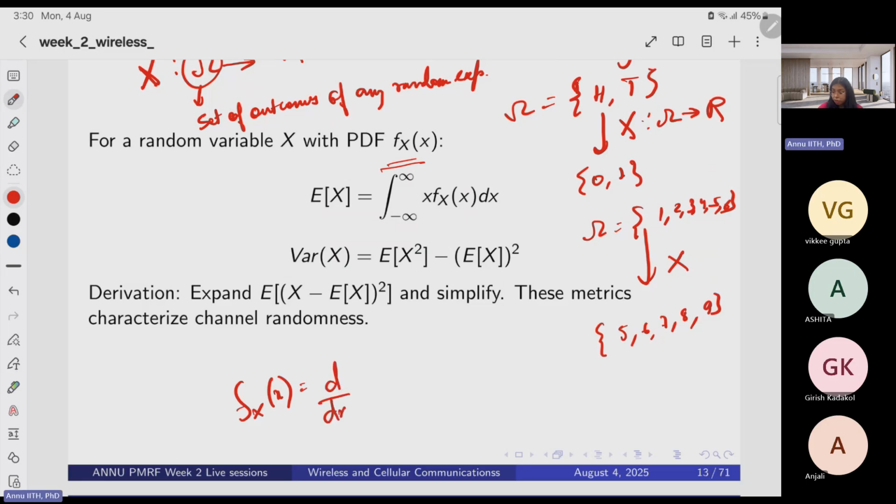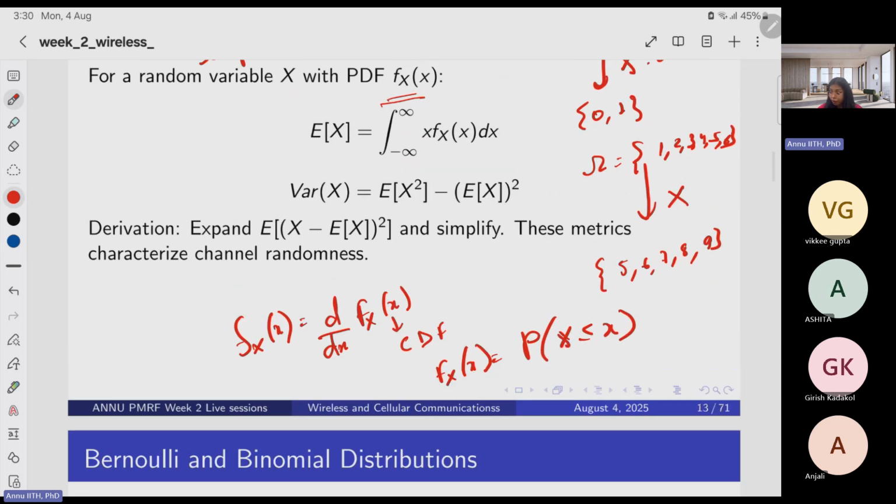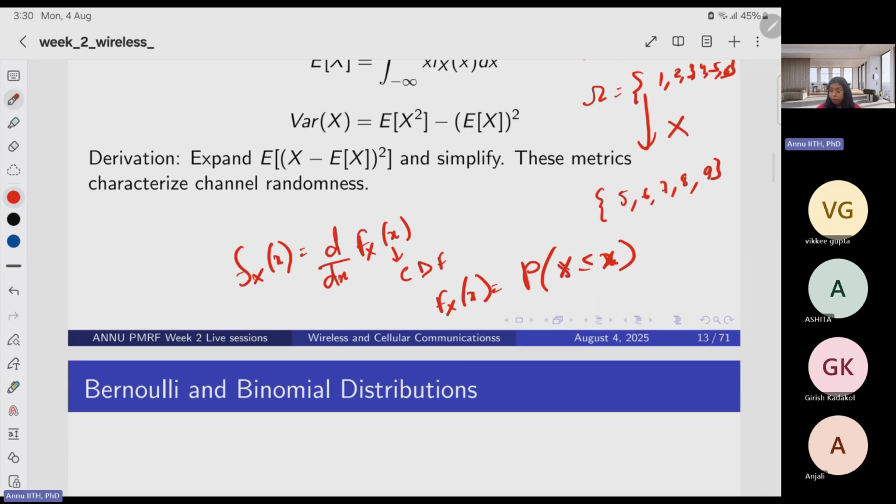d/dx of F(x). This is the CDF. CDF means the probability that X is less than or equal to x. It shows that the value of the random variable X is less than a particular value. And the differentiation of the CDF is called the PDF.